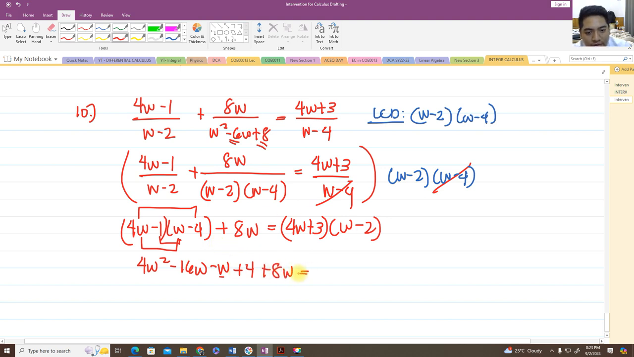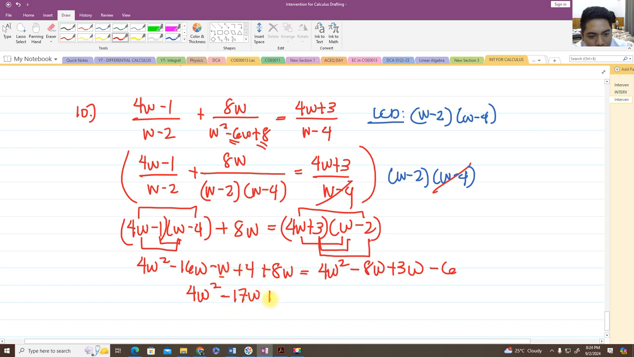Plus 8w. Same with here. This is the first, 4w squared. Outer, you have negative 8w. Inner, you have positive 3w. And the last would be 3 times negative 2, that's negative 6. So you just simplify: 4w squared, negative 16w minus w, that's negative 17w, plus 8w plus 4. Then you have 4w squared minus 8w plus 3w, that's negative 5w minus 6.